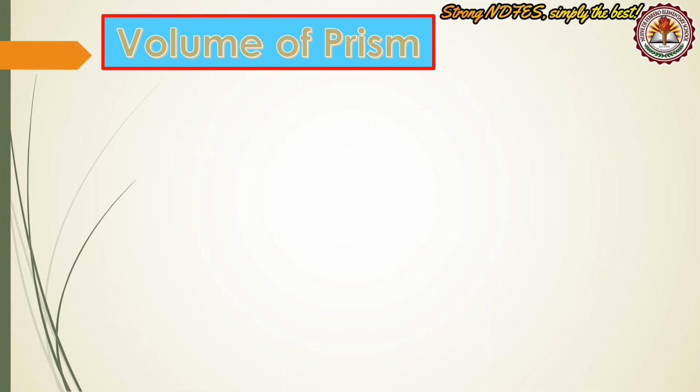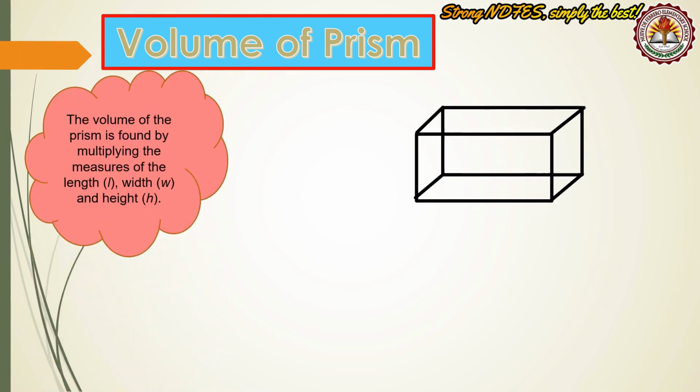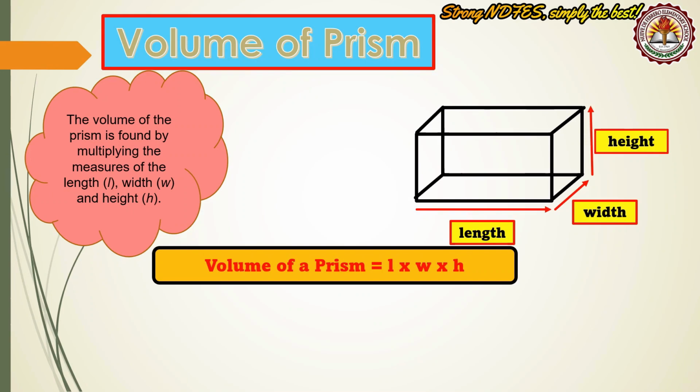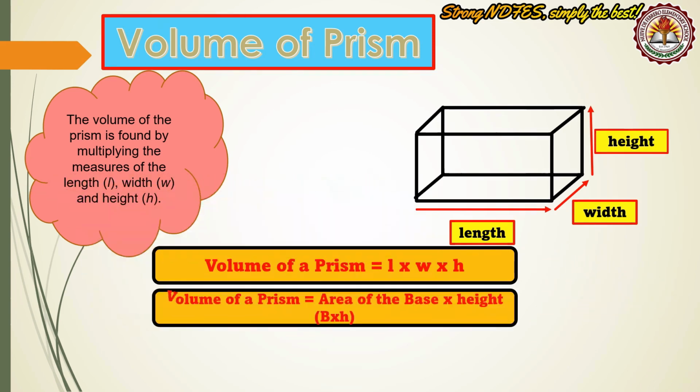Now, let us observe how to find the volume of prism. The volume of the prism is found by multiplying the measures of the length, the width, and the height. So we arrive at the formula, which is volume of a prism equals length times width times height. In our previous lesson, if we multiply the length times width, it represents the area. So we can also say that volume can be solved if we multiply the area of the base times height.